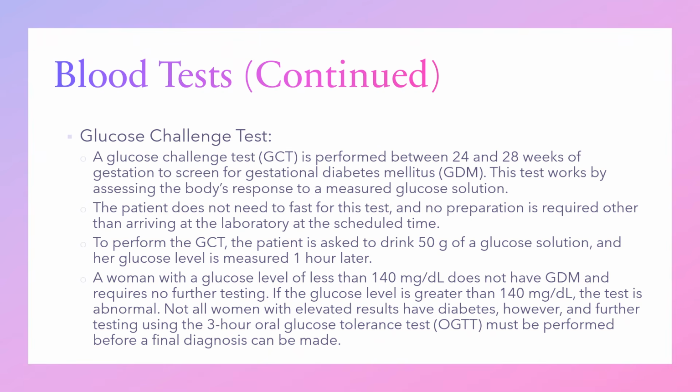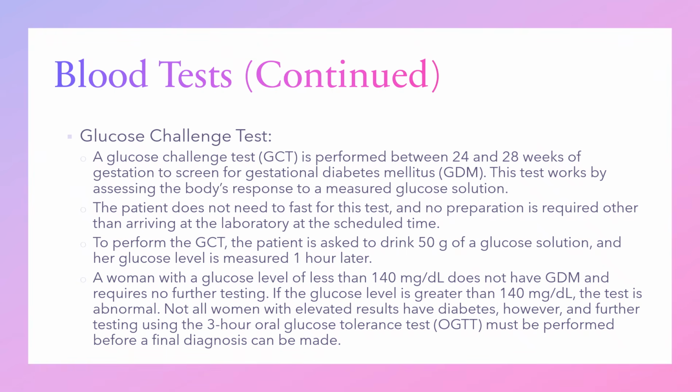Next, we have glucose challenge test. This is performed between 24 and 28 weeks to look for gestational diabetes mellitus. This test works by assessing the body's response to a measured glucose solution. The patient does not need to fast for this test, and no preparation is required other than arriving at the lab at the scheduled time.